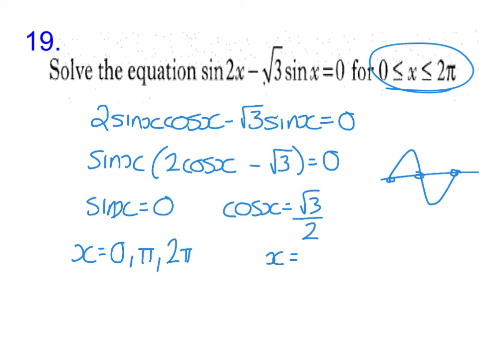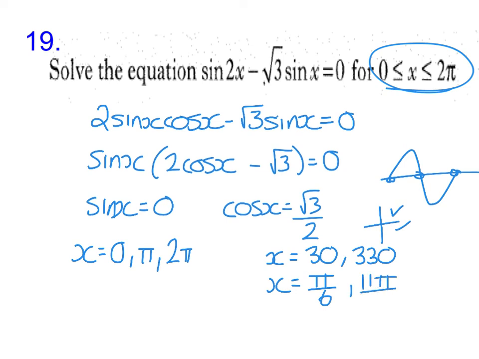So your acute angle is 30, but because we're talking in radians, I'm just going to do it in degrees first of all. So it would be 30, but remember there's another answer. 360 take away that would be 330. So into radians, 30 degrees is pi over 6. That's 11 lots of that, so that would be 11 pi over 6.